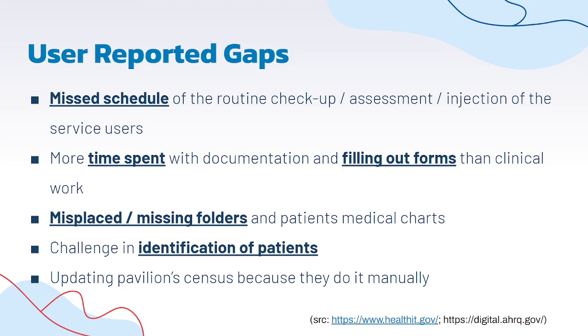Lastly is updating the pavilion census because they do it manually. With the implementation of HEART, this census would be generated automatically instead of manually, which then will reduce their workload of changing the census regularly, so they would have time to do other work, other activities.